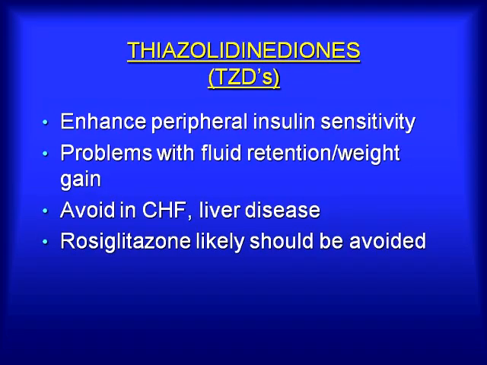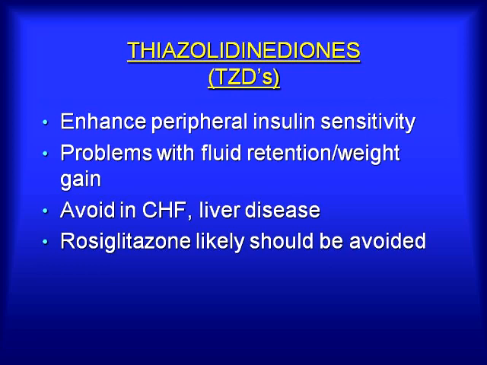The TZDs, again, great drugs in theory, because a good part of the problem with hyperglycemia is insulin resistance peripherally, and the TZDs help enhance insulin sensitivity peripherally. The problems with these drugs are huge. Fluid retention and weight gain, virtually every single one of them, except troglitazone, which is long since off the market. Fluid retention and weight gain is a problem with them.